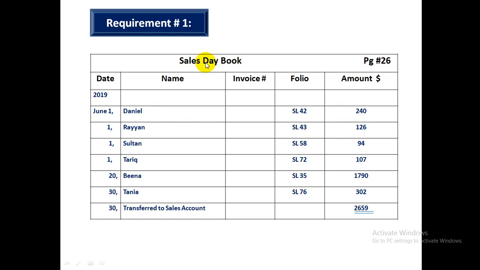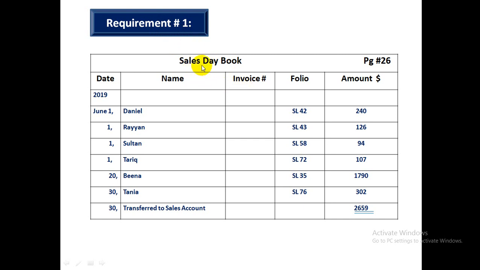We had entered all the transactions, all the names, all the amounts. We had assumed sales ledger numbers for them. After that, we'll find a total. This total will be transferred to sales account. Sales account is the nominal account because it's not required in the question to prepare this account. So we'll not refer to this amount again. Only find a total and write here that on the last day of the month, the amount will be transferred to sales account. We are done with the first part of requirement 1, that is sales daybook.